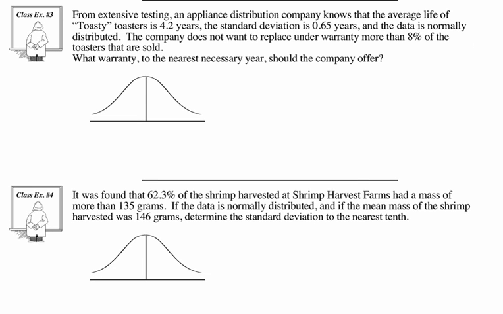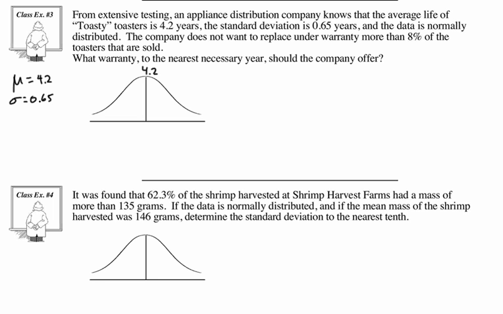From extensive testing, an appliance distribution company knows that the average life of a toasty toaster is 4.2 years. That's our mean. The standard deviation is 0.65. And the data is normally distributed. The company does not want to replace under warranty more than 8% of the toasters that are sold. So it does not want to replace more than 8%. What warranty to the nearest tenth of the year should the company offer?